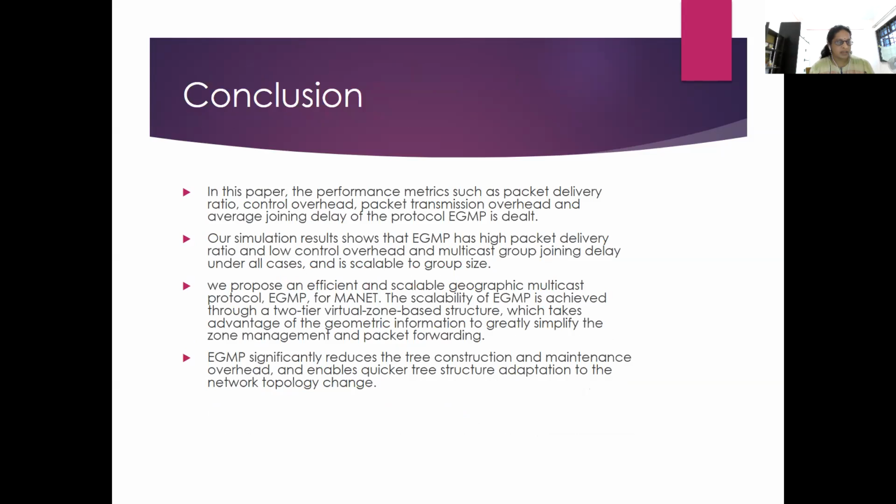In the conclusion part, EGMP makes use of geographic forwarding for reliable packet transmissions and efficiently tracks the positions of multicast group members without resorting to an external location server. EGMP has a significantly lower control overhead, data transmission overhead, and multicast group joining delay. Our simulation results demonstrate that EGMP has high packet delivery ratio and low control overhead and multicast group joining delay under all cases studied, and is scalable to both the group size and the network size.